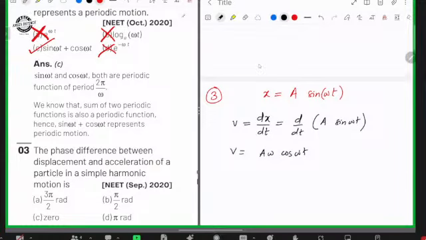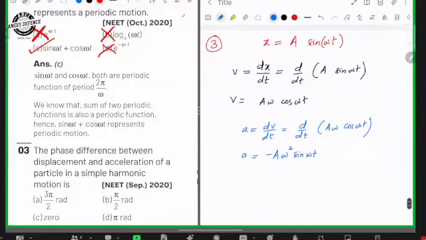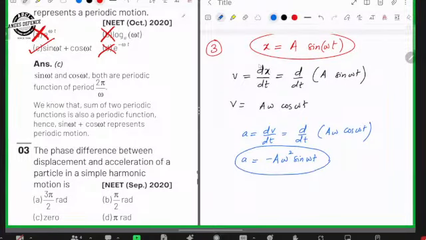Okay, now again we will differentiate to get the acceleration. What will be my acceleration? Acceleration will be equal to dv by dt. Let us differentiate velocity again: dv by dt of a omega into cos omega t. So therefore acceleration would be equal to a omega times the differentiation of cos omega t, which is minus sine omega t, and according to the chain rule, omega will come out, giving minus a omega square sine omega t. So you remember, this is the equation of x and this is the equation of acceleration.